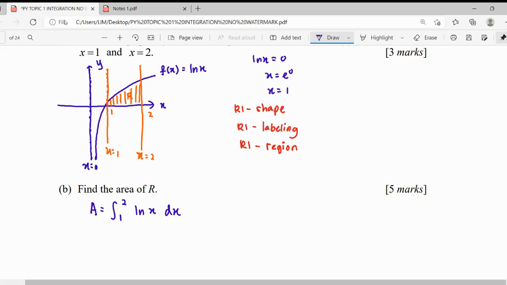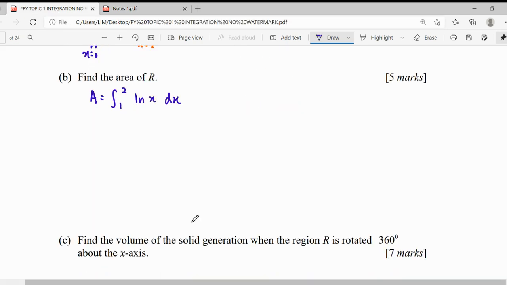So we are going to solve this integration of ln x by integration by parts. Okay, so we use the technique of integration by parts. The integration by parts formula is: the integral of u dv equals uv minus the integral of v du. So this is the integration by parts formula.